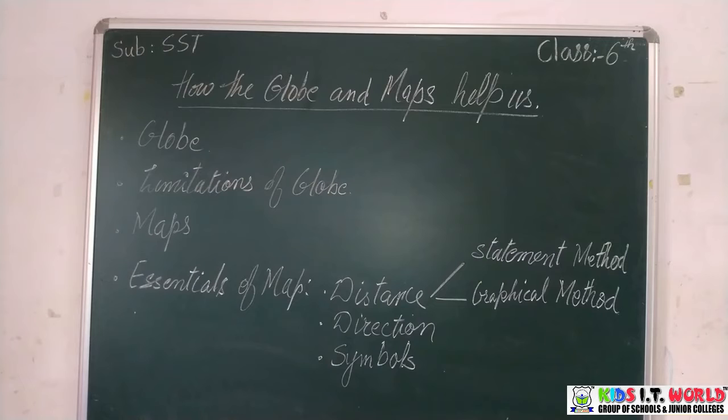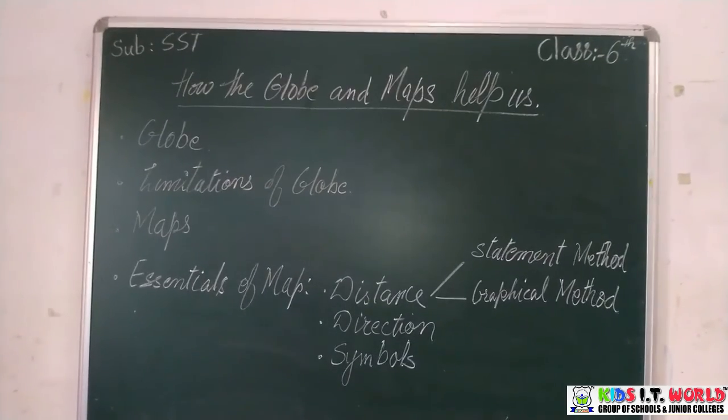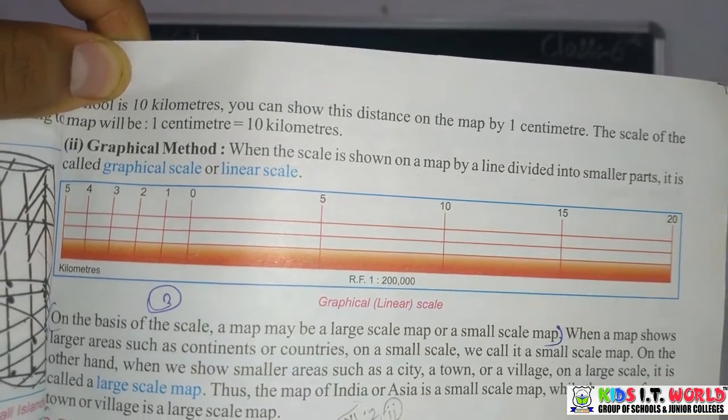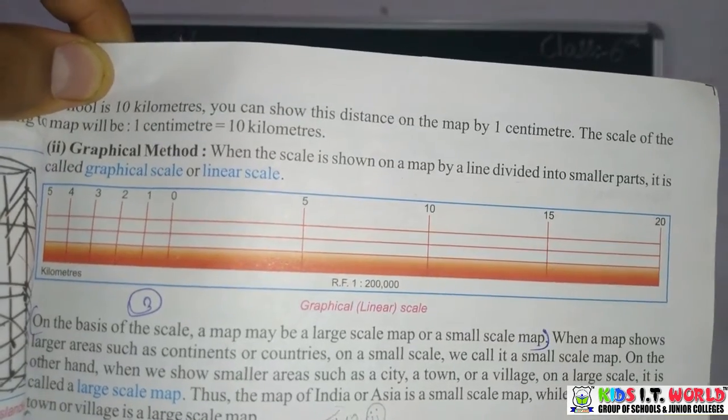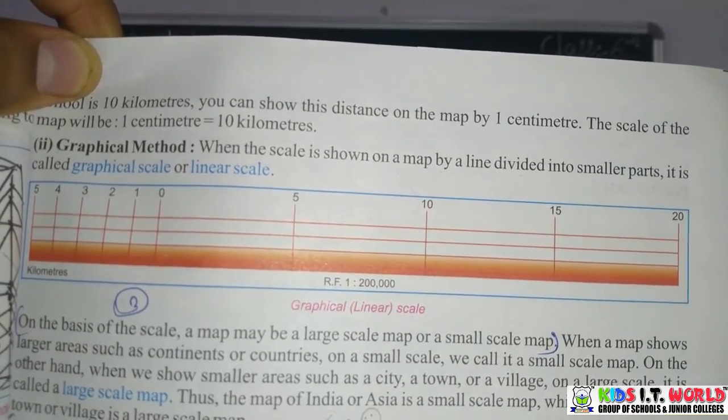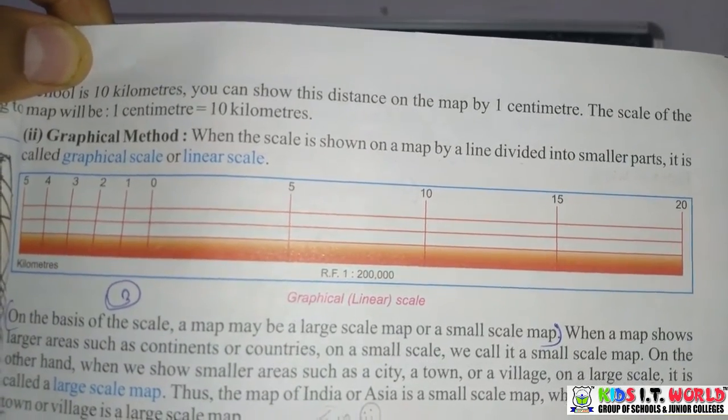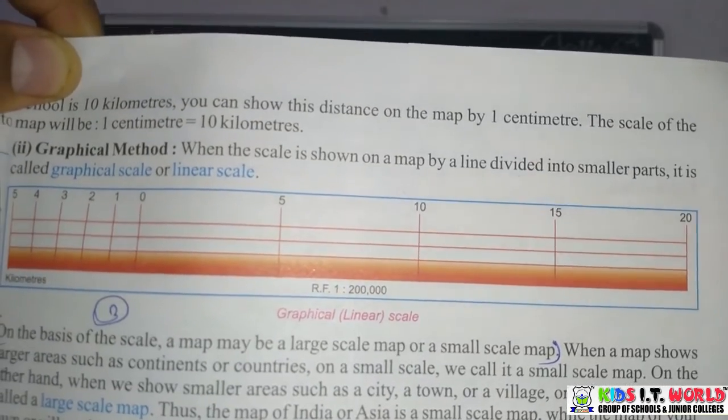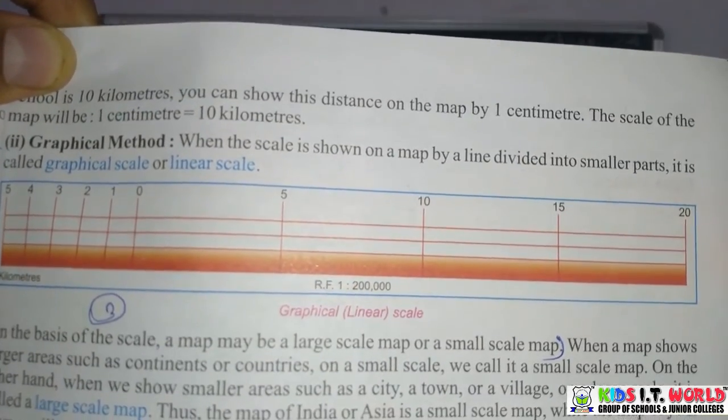Second, we come to the graphical method. When a scale is shown on a map by a line divided into smaller parts, it is called the graphical scale or the linear scale. I can quickly show you how the scale looks. Here you can see the orange big line is in kilometers and the above things are written in small digits. This is a graphical linear scale example.